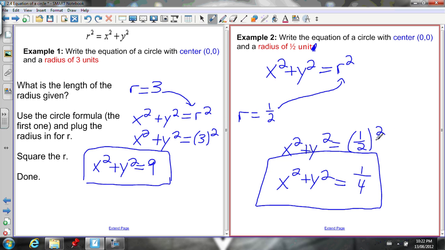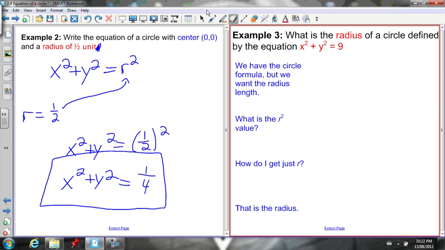1 over 2 squared means 1 over 2 times 1 over 2. Multiply the numerators. 1 times 1 is 1. Multiply the denominators. 2 times 2 is 4. That's how you came up with that. That's the algebraic reason behind squaring a half. It gives you 1 over 4.